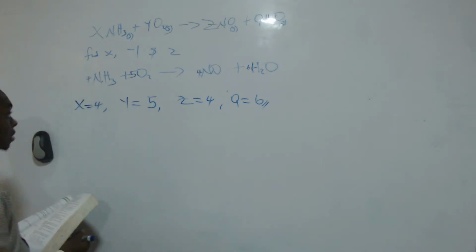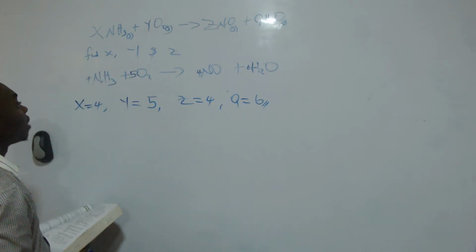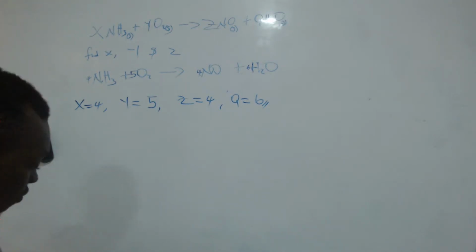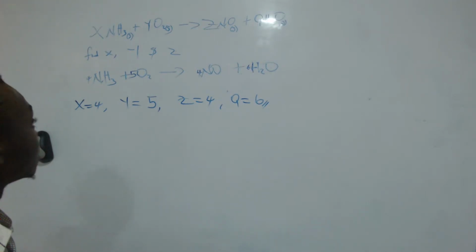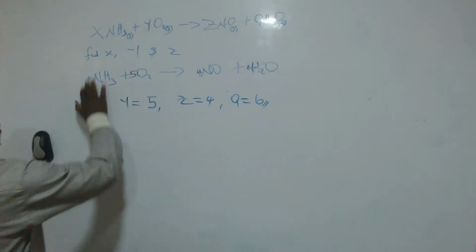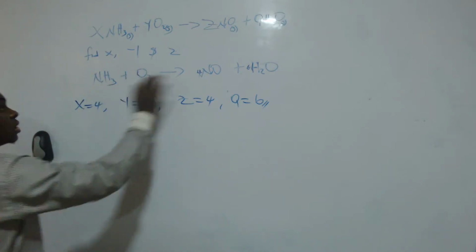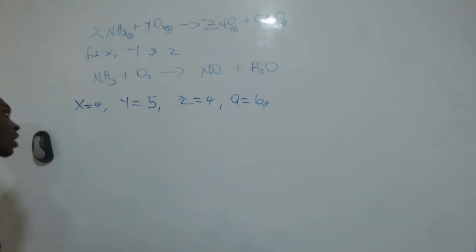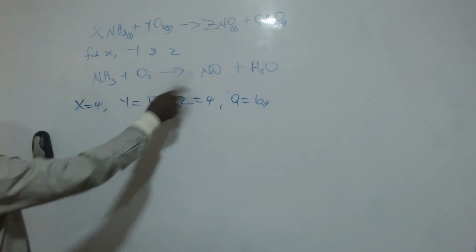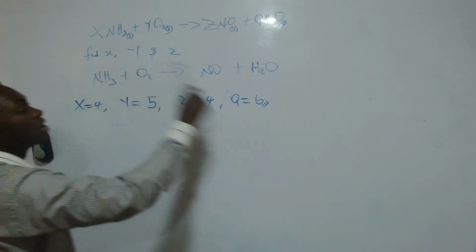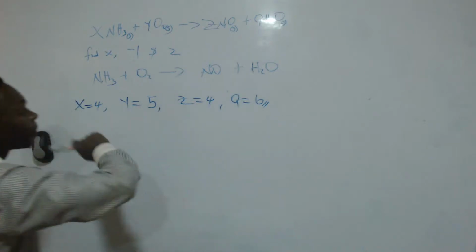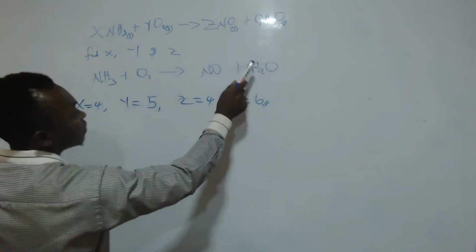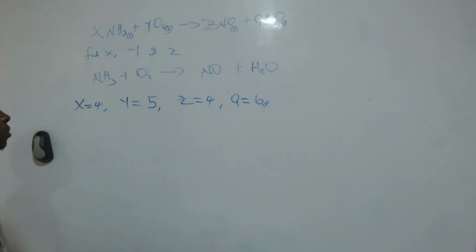I repeat, how did we actually get this? You have your ammonia plus your oxygen, giving you nitrogen oxide plus water. Now, let's go back to see how we did it. Told you your ammonia is just 1, your hydrogen is 3, here your hydrogen is just 2. Your oxygen is 2, your oxygen here is 2. The problem now we have is your hydrogen. How to balance the hydrogen?